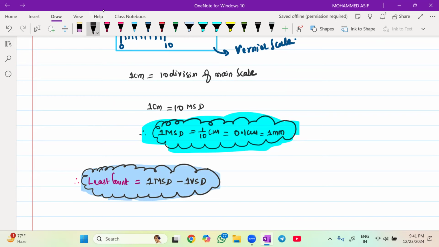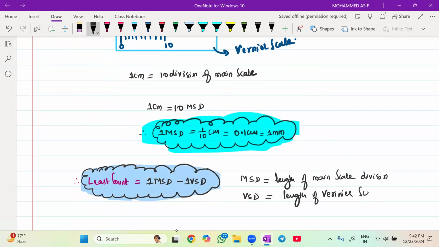MSD means main scale division. VSD means Vernier scale division. And how do you calculate that one? I'll write here. It will be comfortable for you. MSD is nothing but the length of the main scale division. And VSD means the length of the Vernier scale division. Am I clear?